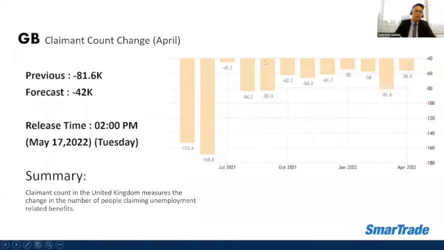Also followed by the claimant count change for UK for the month of April. So the previous data is negative 81.6K, and the market forecast is negative 42K. And the release time was 2 p.m. as well yesterday.